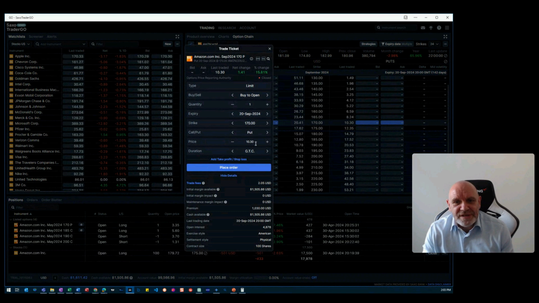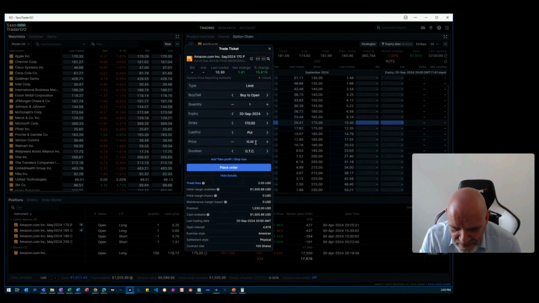That would mean that the price would have to go below 170 minus 10.30, so below 159.70. At that point, your put option would become very profitable.